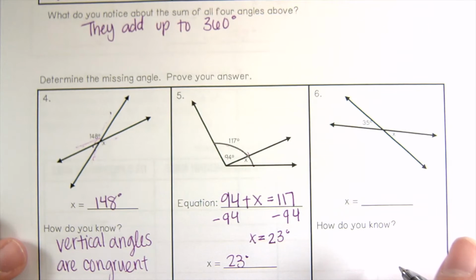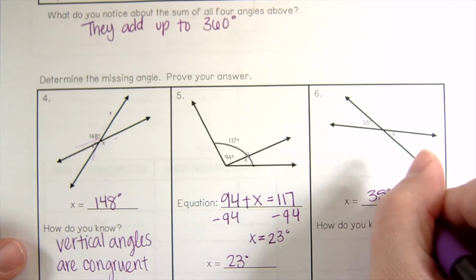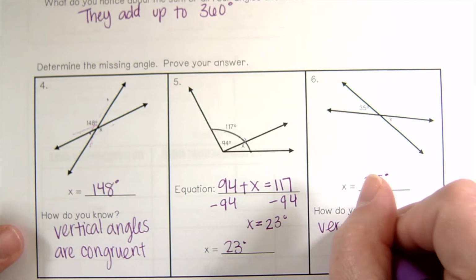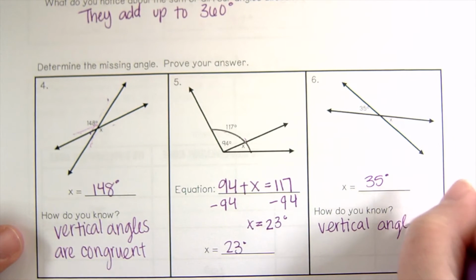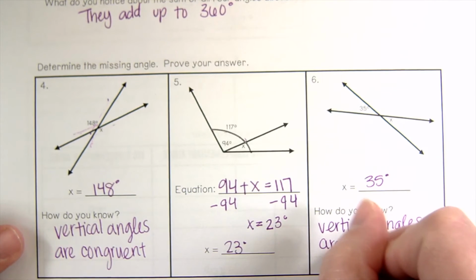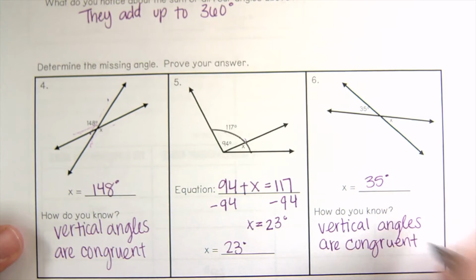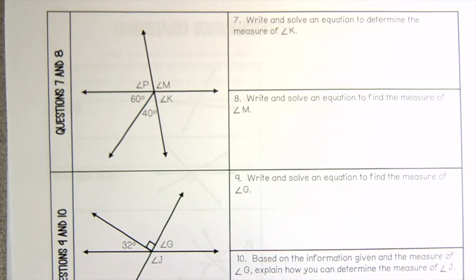What about number 6? What is x? How do you know it's 35? They are vertical angles, which are congruent. What does congruent mean? The same. The same what? The same size. Those balls are congruent. Alright.